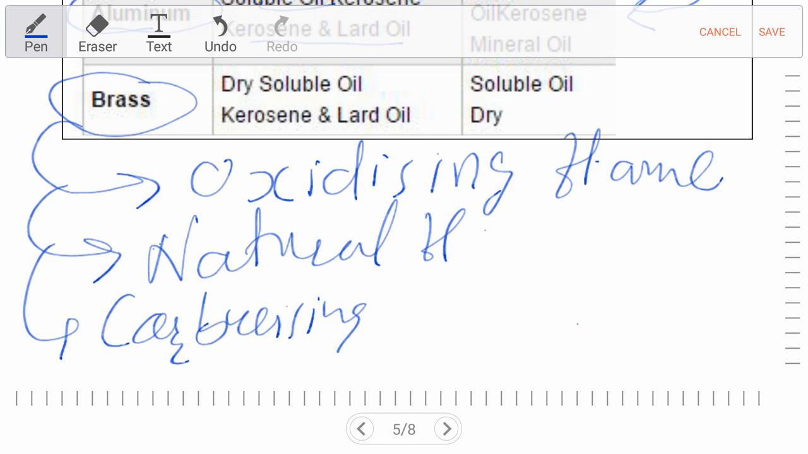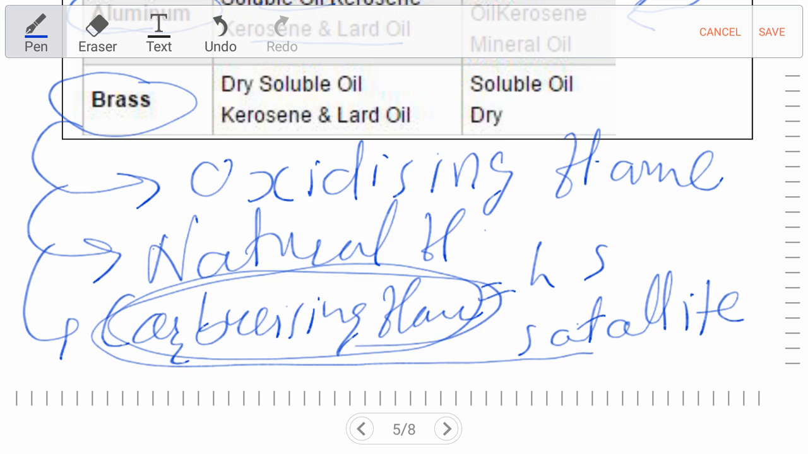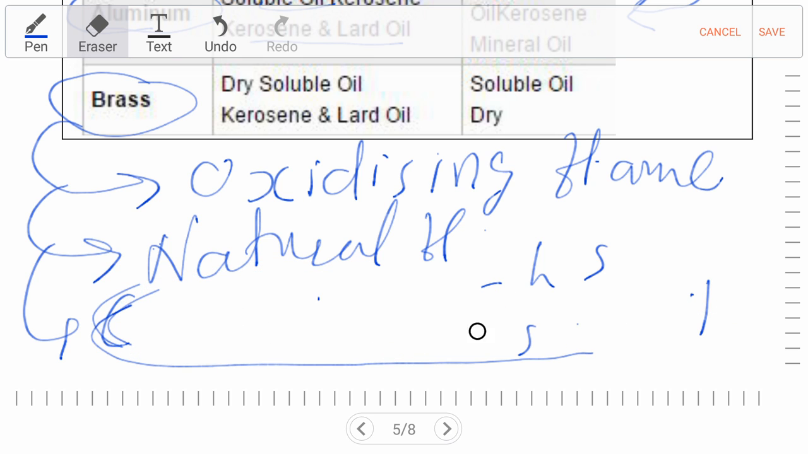Carburizing flame. This carburizing flame is used to harden the surface of stellite material. Yes, stellite is one type of material, and to harden the surface of the material of a stellite, we have to use a carburizing flame, specifically a carburizing flame. So remember this information.